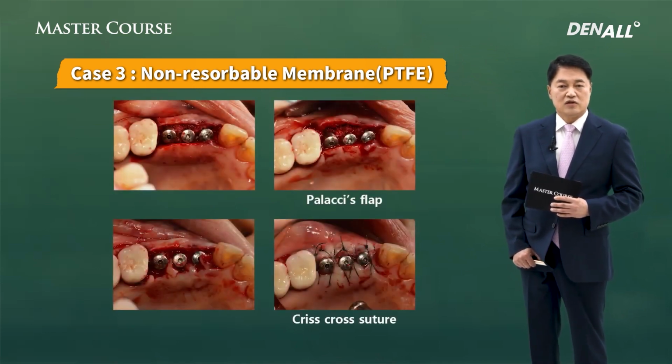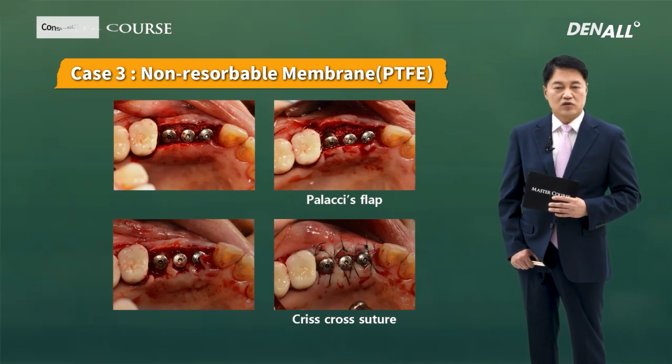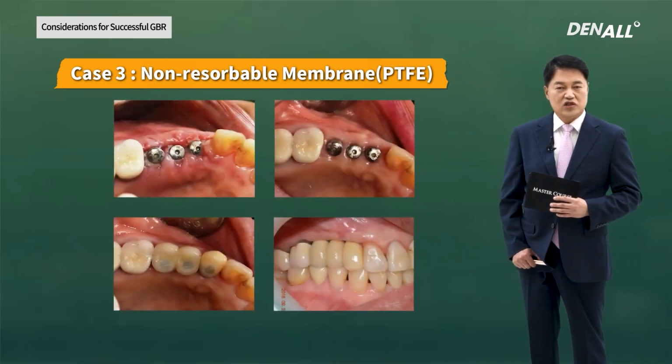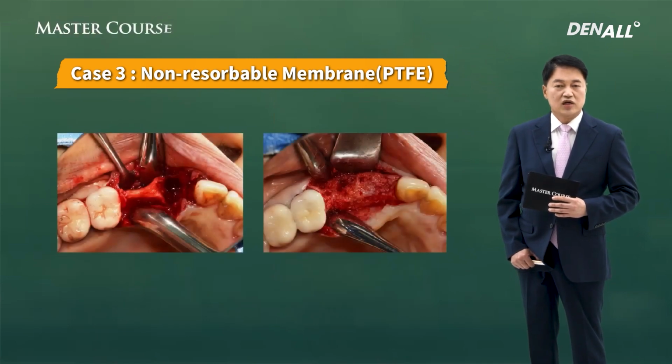This is how I did the treatment. I formed a palatal flap and did crisscross suture, and after that, the prosthesis was delivered. As you can see, before GBR and after GBR, it was very difficult to place the implant here, so GBR was done appropriately, and now we can see that there's no problem in placing an implant.